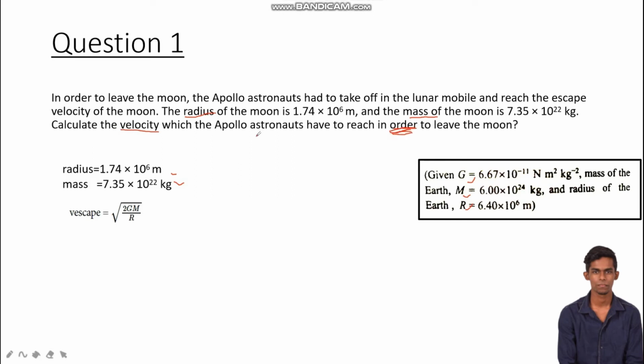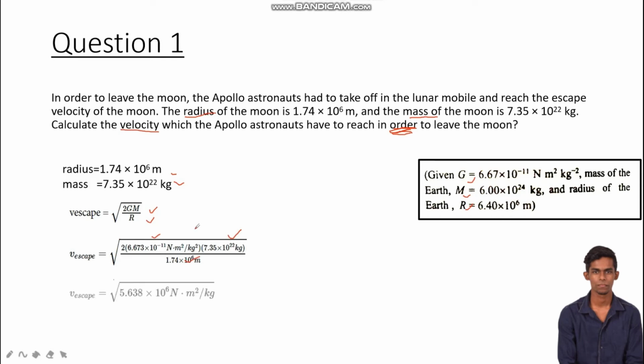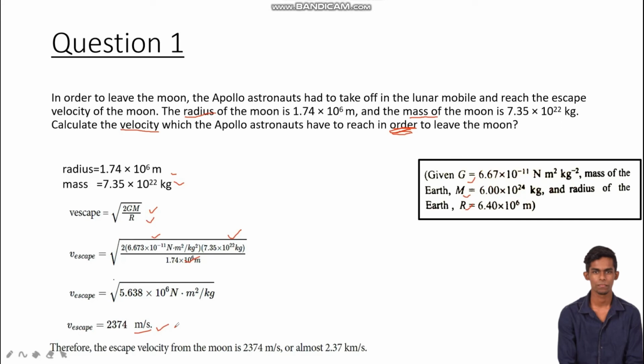So first, we need to write down the formula for escape velocity, which is v_E equals square root of 2GM over R. We know what G is, we know M, which is mass, and we know R, radius. So simply substitute the values, and you will get escape velocity equals 2374 meters per second. Therefore, the escape velocity from the moon is 2,374 m/s, or you can write it as 2.37 km/s, but it is advisable to leave the answer in the SI unit.